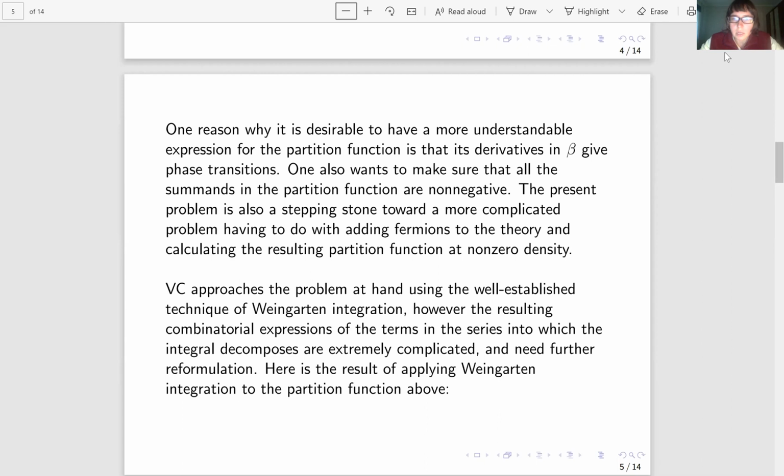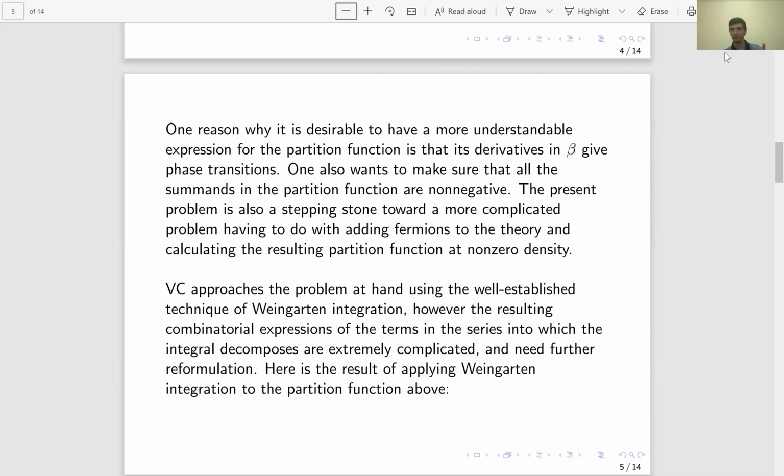And we want to make sure that all the summands in the partition function are non-negative. So basically, physicists try to, I guess they Taylor expand it in beta, and then they also do some other expansions, and you get an expansion into a series, and you want all the terms in the series to be non-negative. And there is a more complicated physics problem related to this when you add fermions to the theory, and then the partition function becomes a more complicated integral of a similar kind. So this is a more basic problem which can be made more interesting by adding fermions.